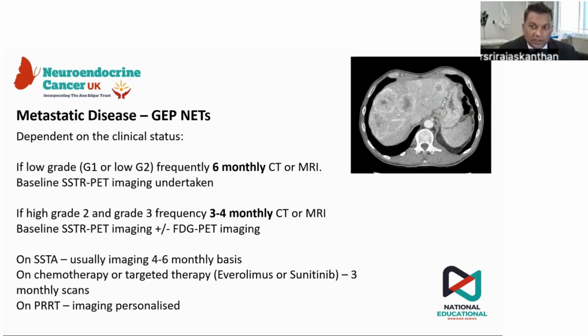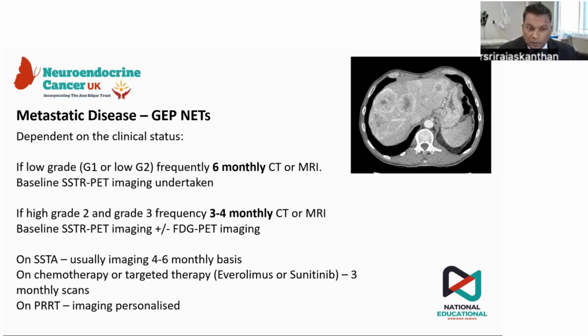For patients with metastatic disease, the approach is, again, slightly dependent on grade of tumour, clinical symptoms, and volume of disease. I think initially for the low-grade tumours, 6 monthly scans can be performed with either CT or MRI, and usually would perform some form of PET imaging, usually dotatate PET, or octreotide scan. For higher grade tumours, so grade 2 or grade 3 tumours, then often we shorten that interval to 3 to 4 monthly, and we'd often consider PET imaging with both FDG and/or dotatate at baseline.